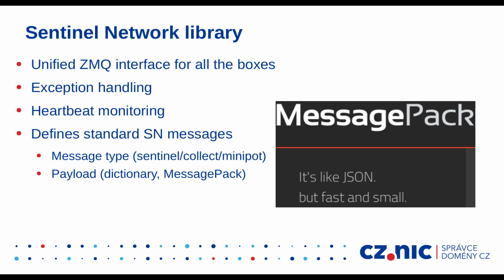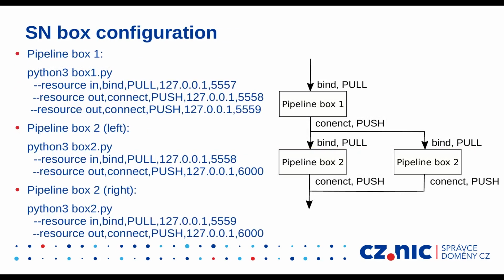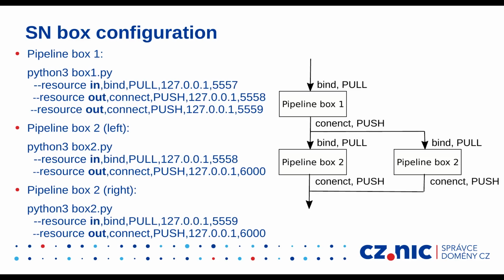The whole message is then sent using the 0MQ send multipart method. Using Sentinel Network library, the configuration of the previously mentioned boxes would be as follows. All the boxes are required to supply a resource only for one input and one output socket, simply named in and out. The sockets are intended to connect to the previous and following box independently of their respective duplications.